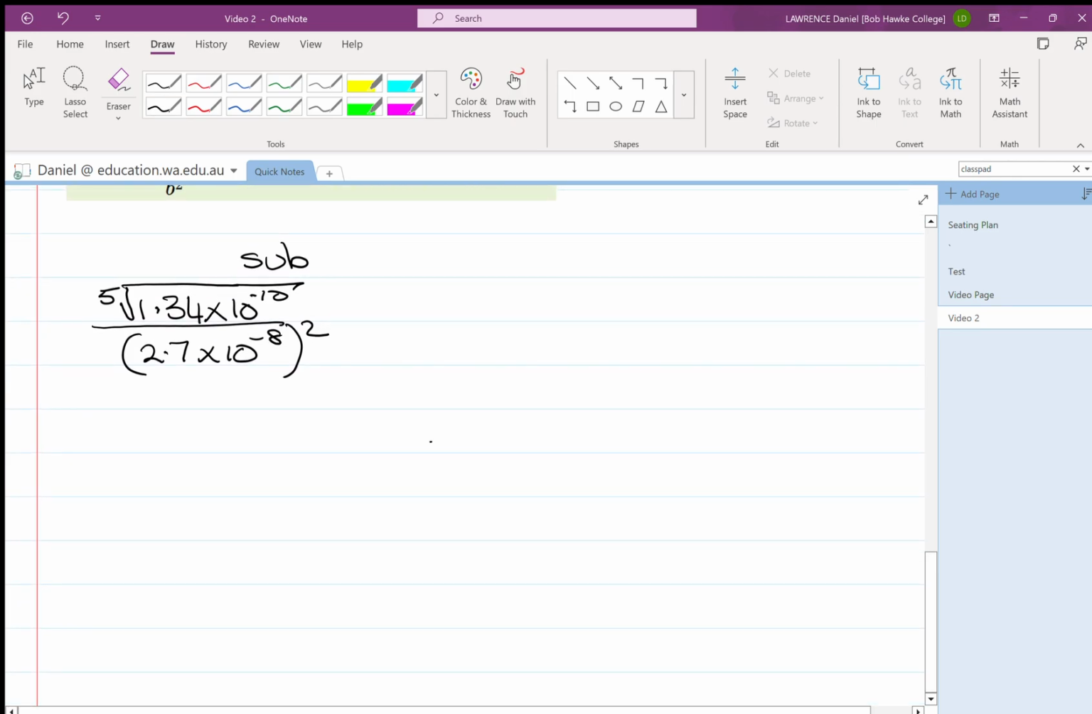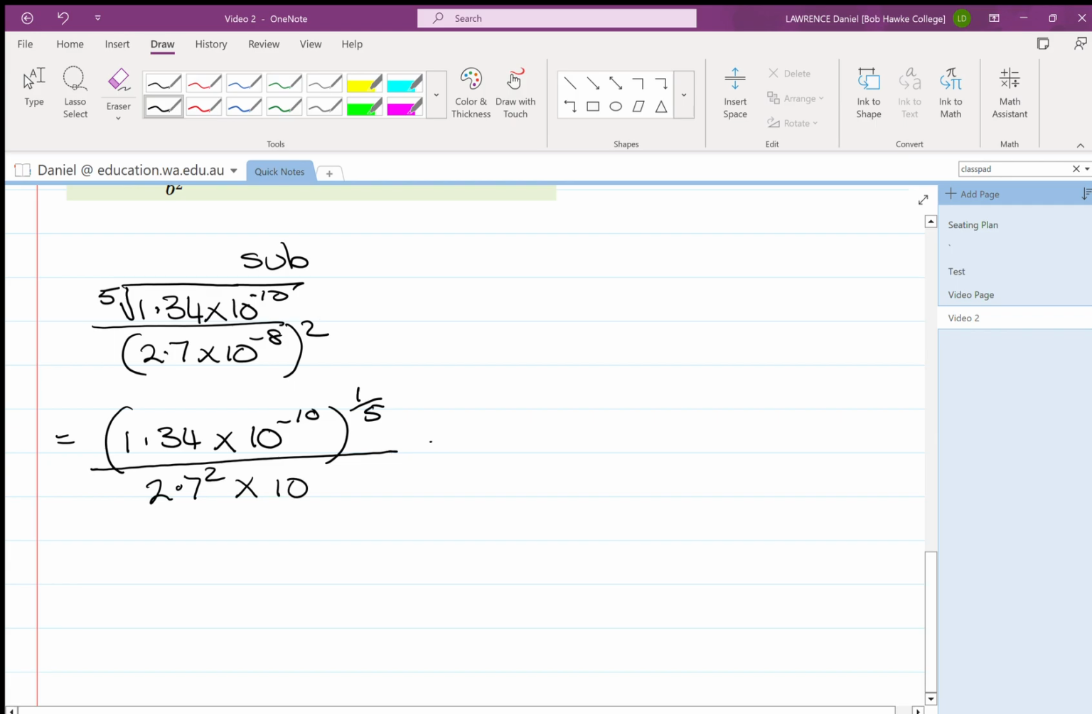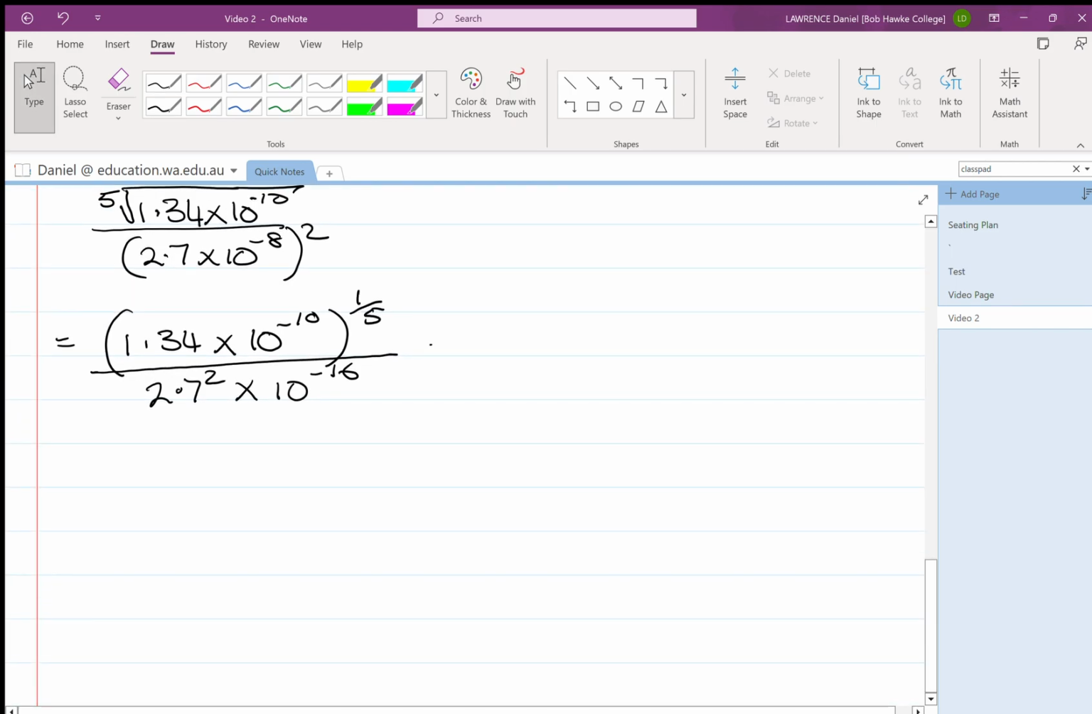Okay, let's get it out of this form back into our index form at the top, and that therefore becomes 1.34 times 10 to the negative 10, all raised to the power of 1 over 5, and that's all over 2.7 squared times 10 to the negative 8 squared, which multiplies to the power of negative 16. Now we're getting somewhere.